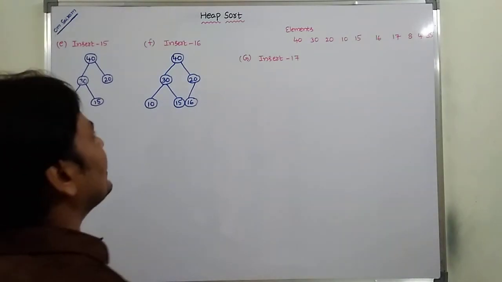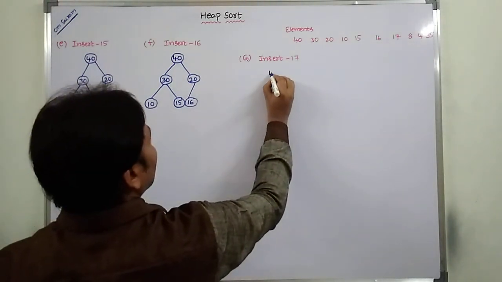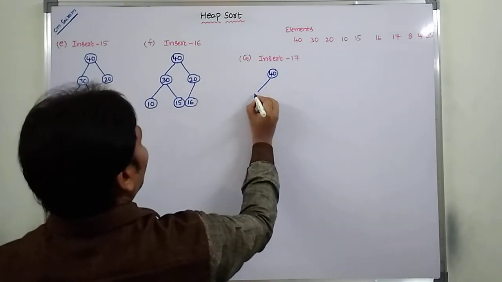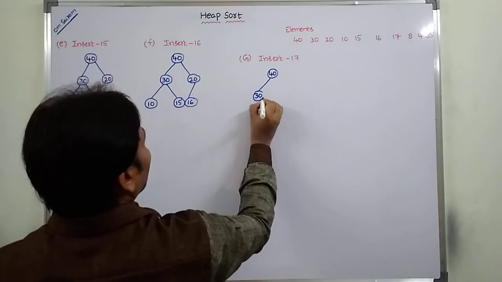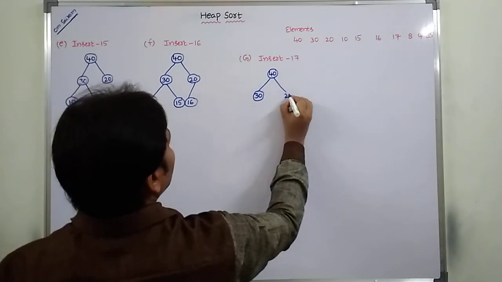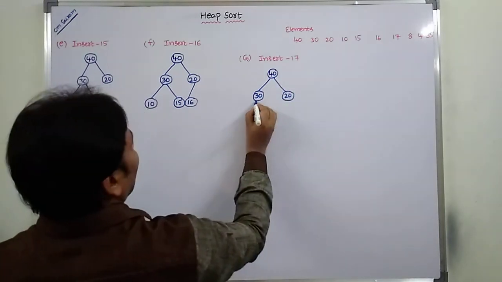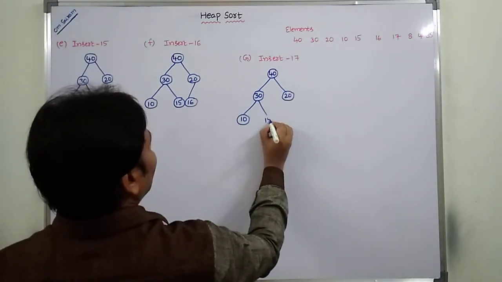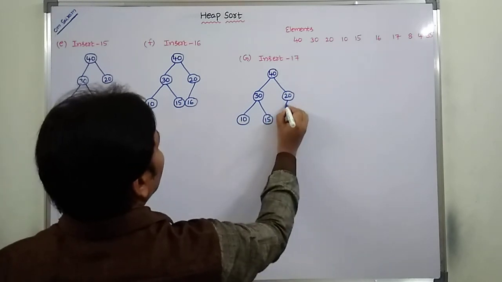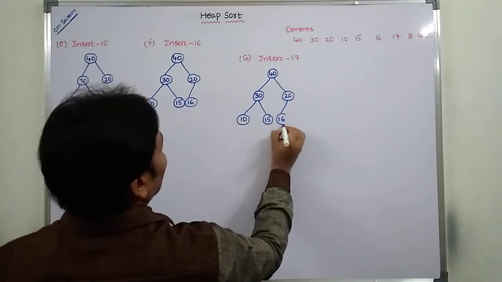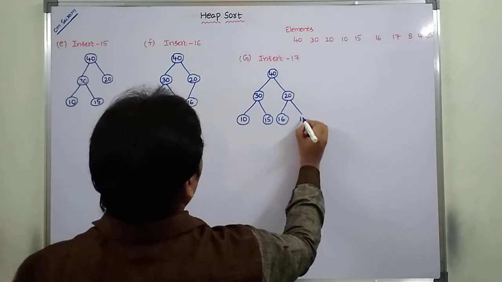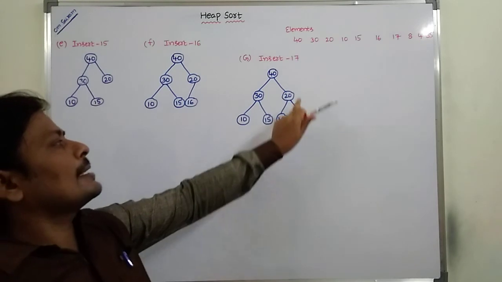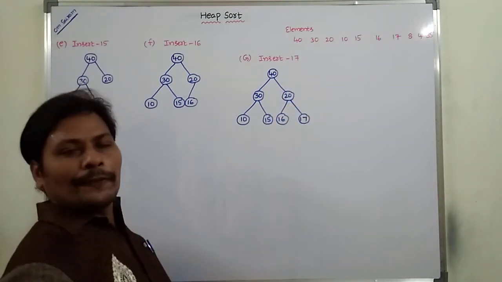Before inserting 17, the existing maximum heap is: 40 is the root node, 40's left child is 30 and 40's right child is 20, 30's left child is 10 and 30's right child is 15, and 20's left child is 16. Okay, so 17 can be inserted as the right child of 20.